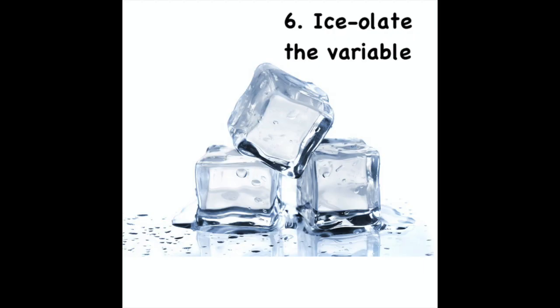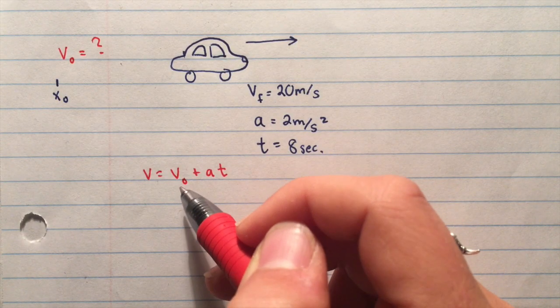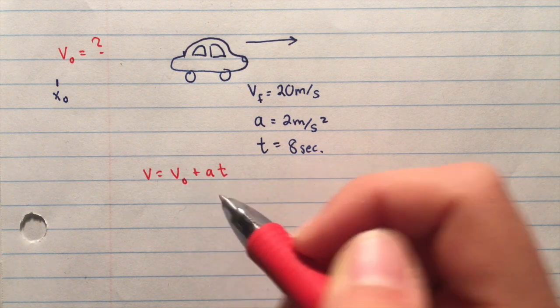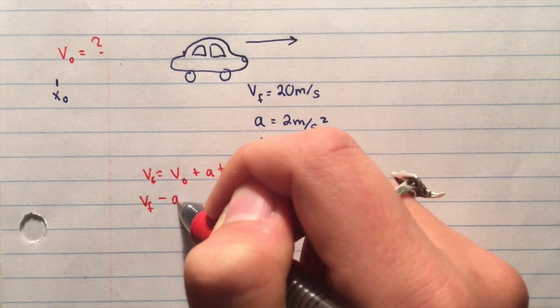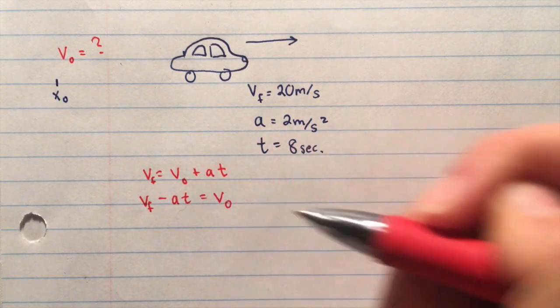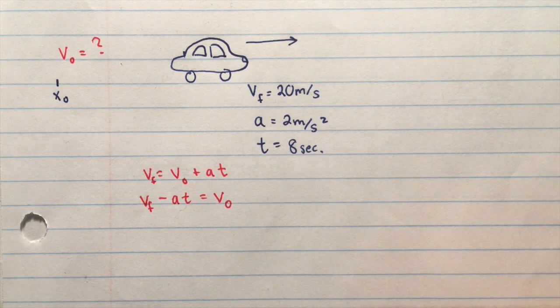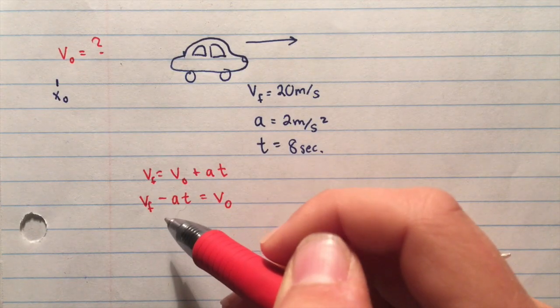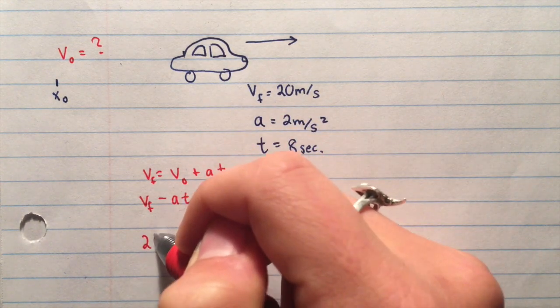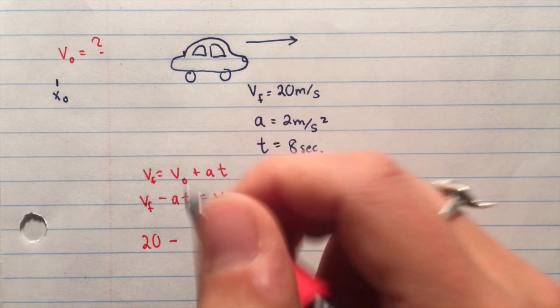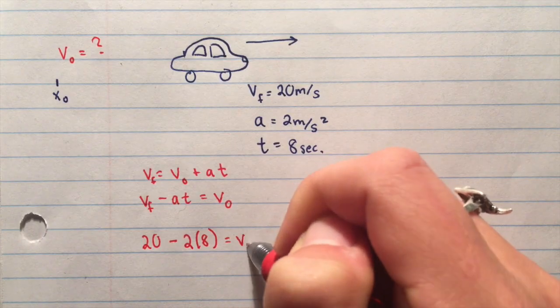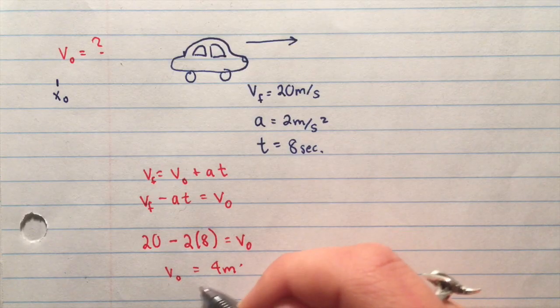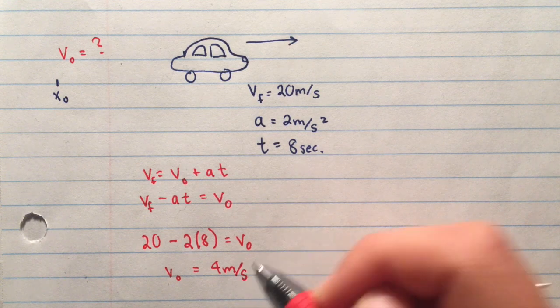I'm looking for v naught, so I need to isolate v naught. I need to get our variable by itself. So to get v naught by itself, I'm going to subtract a t on both sides, and I get v final minus a t equals v naught. Boom, I already have my variable isolated. Now I can plug in numbers. v final, 20 meters per second. 20 minus, the acceleration is 2, times the time, which is 8, equals v naught. And I get that v naught equals 4 meters per second.